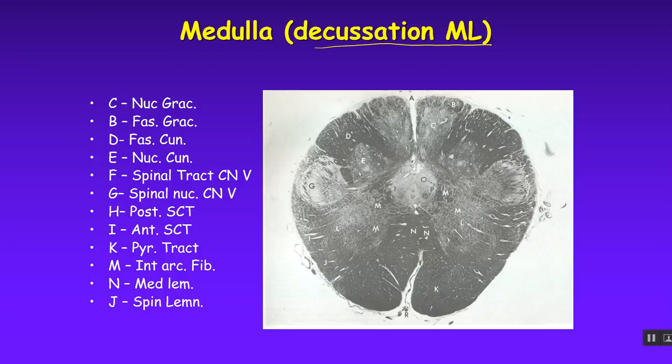So we'll start with C. Here's a nice big nucleus gracilis. There's our big nucleus gracilis. And here's our nice nucleus cuneatus. We can see it very prominently here now. And then we have our fasciculus gracilis and fasciculus cuneatus, these axons that are coming up from lower regions and they're coming over here to synapse. They're ascending and then they're synapsing in those particular nuclei.